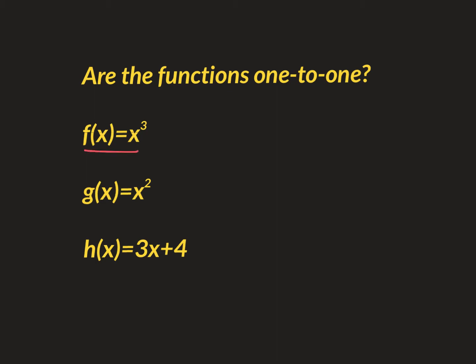Like this is f of x equals x cubed. If you plug in 1 for x, you get 1 for y. If you plug 2 in, you get 8 for y. If you plug -1 in, you get -1 for y. So what's happening is every x has exactly one y, which is good. But also if you go the other way, all the y's are just having one x.